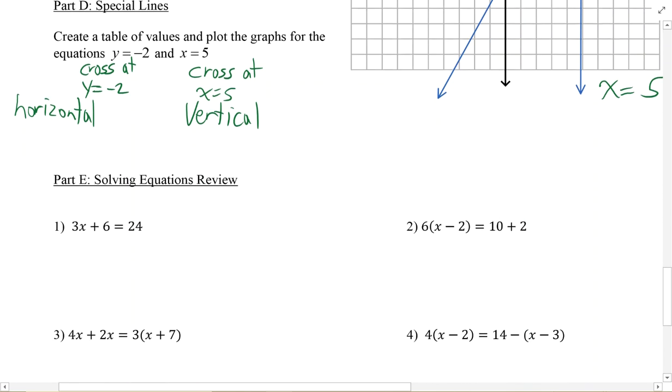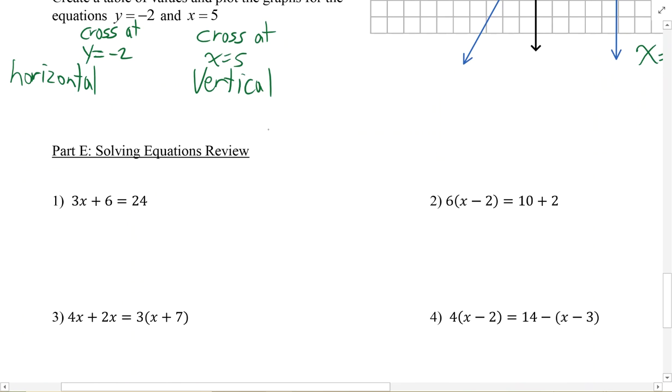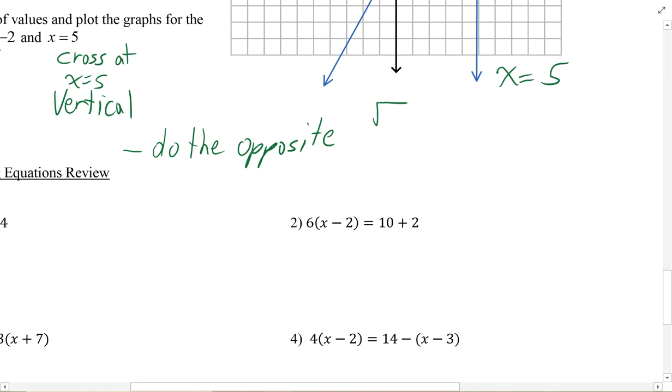So let's just kind of review our solving skills. The key mantra you're going to hear me say is do the opposite. So you're going to do the opposite operation. And we've already seen that a little bit. So for example, if you have a square root, you would do a square, okay? And vice versa. If you have a multiply, then you would do a divide, and vice versa. And what's the opposite of adding? Well, it would be subtracting, and vice versa.